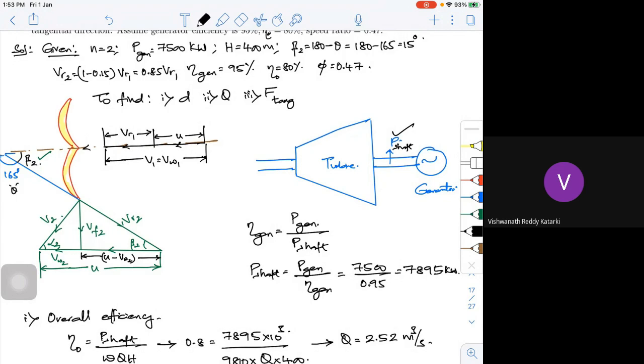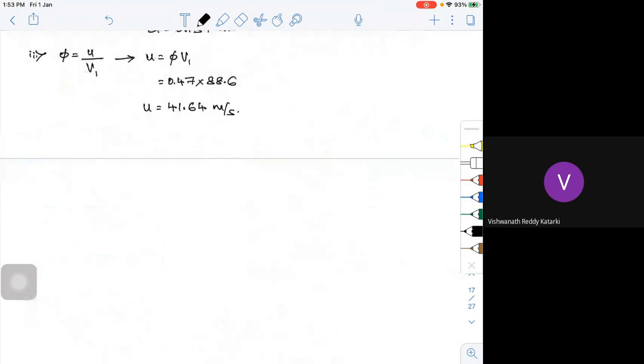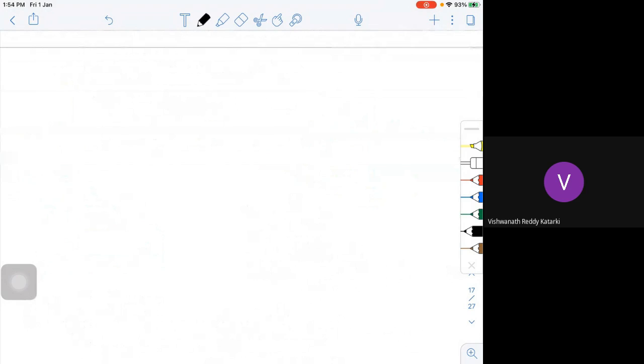So VW1 is equal to V1, and VW2 I'm trying to calculate. Take the difference of it, multiply by the corresponding mass flow rate, and I'll get your tangential force. That's what I'm trying to do, and whatever I explained, I'm going to do in the next few steps. The first thing is, let us take the inlet velocity triangle.